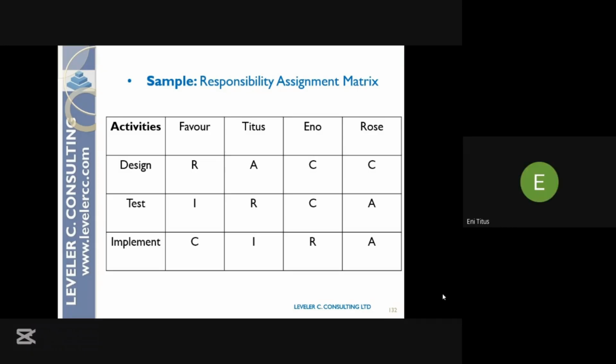Okay. So who needs to be consulted for implementation? Favor. Beautiful. Who is accountable? Rose. Aha, beautiful. So now let's look at it.